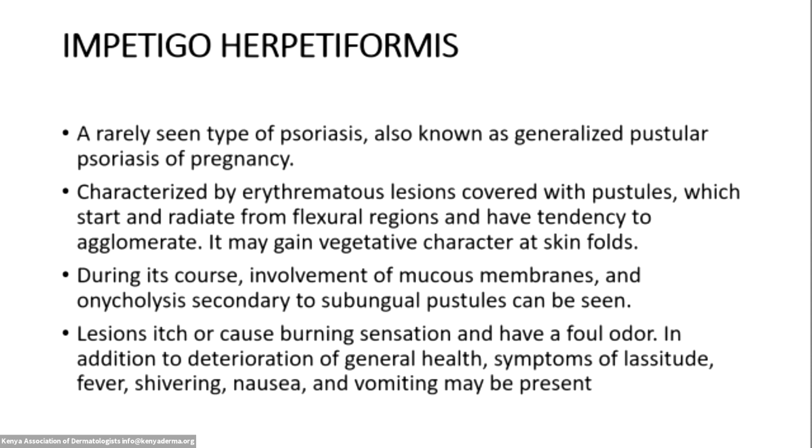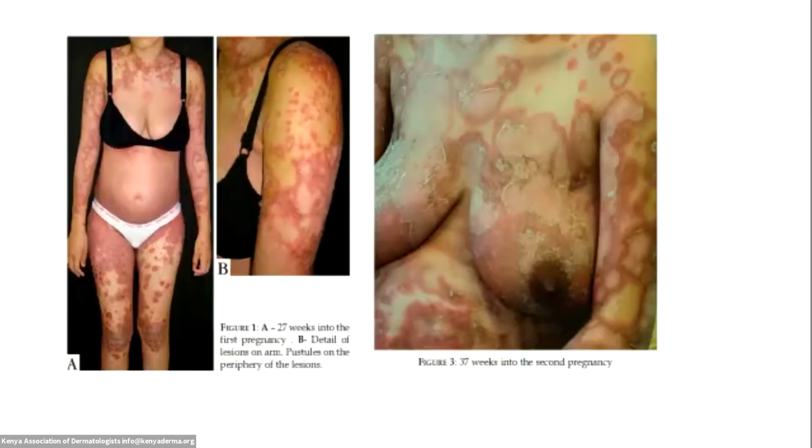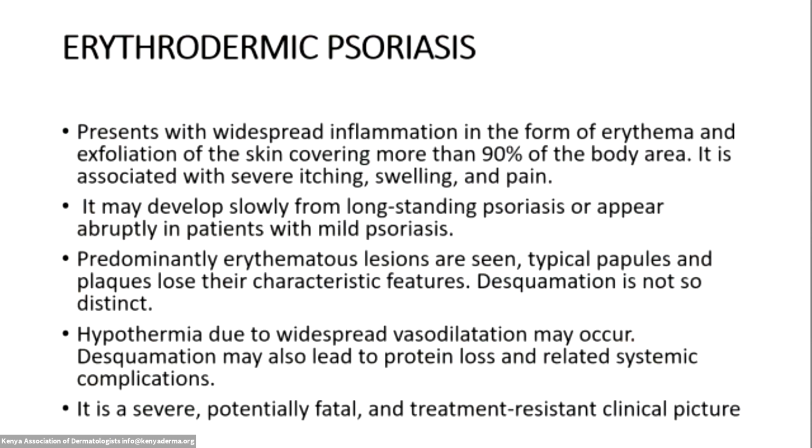So in terms of management, usually many patients tend to respond to delivery. Alternatively, you can give the patient prednisone, 1 milligram per kg per day, and this also will contribute to neonatal lung maturity. So those are images showing impetigo herpetiformis. That's an expectant woman at 27 weeks. And again, she presented at 37 weeks in the second pregnancy. So it can occur in the first pregnancy, the second, or even start in the prepubertal period.